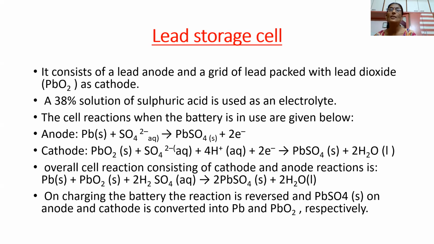This cell is called lead storage cell. But maybe after charging or discharging it 4 or 5 times, it will become useless, because we are using concentrated H2SO4 as electrolyte, and concentrated sulfuric acid is the strongest acid, so it will corrode the container, so we have to change the container and all. Otherwise this cell is good. This is known as lead storage cell.